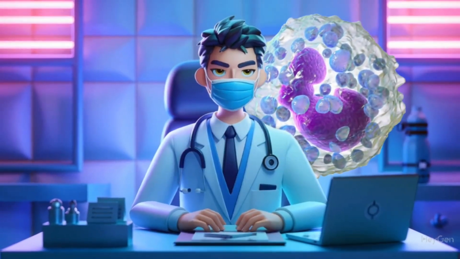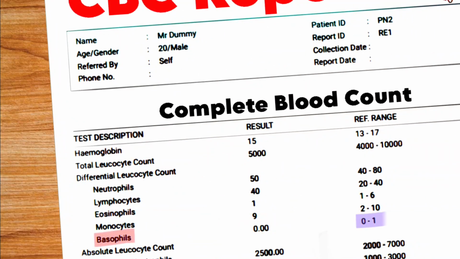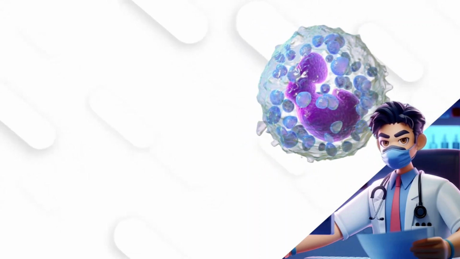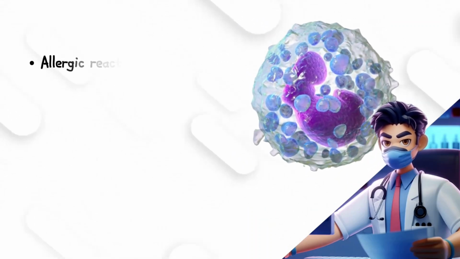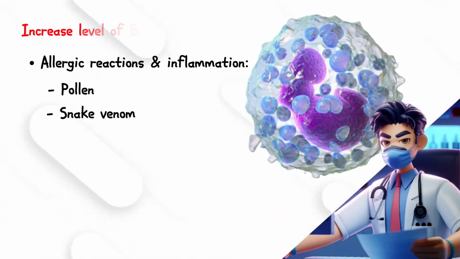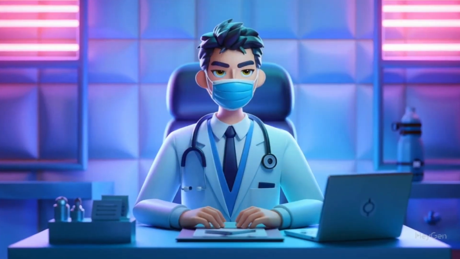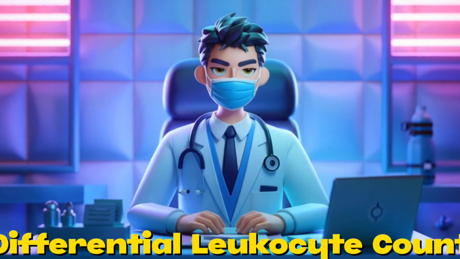The fifth and the least common one is basophils. Basophils are usually at the level 0 to 1. But when it is seen, it is generally involved in allergic reactions and inflammation due to pollen or snake venom. And this increased level of basophils in blood is called basophilia. So that was the differential leukocyte count.